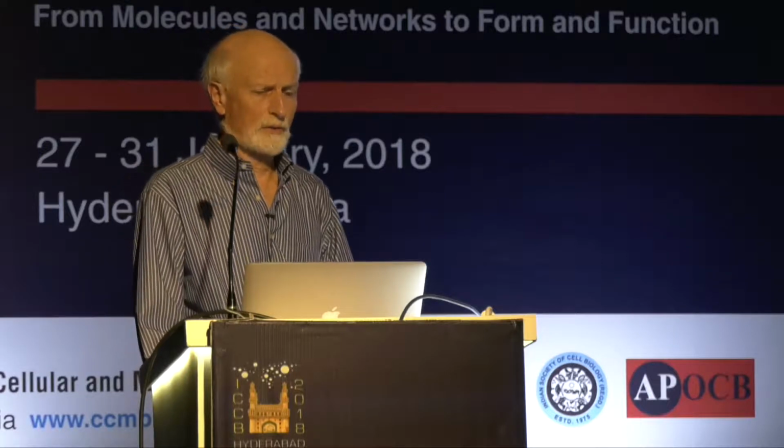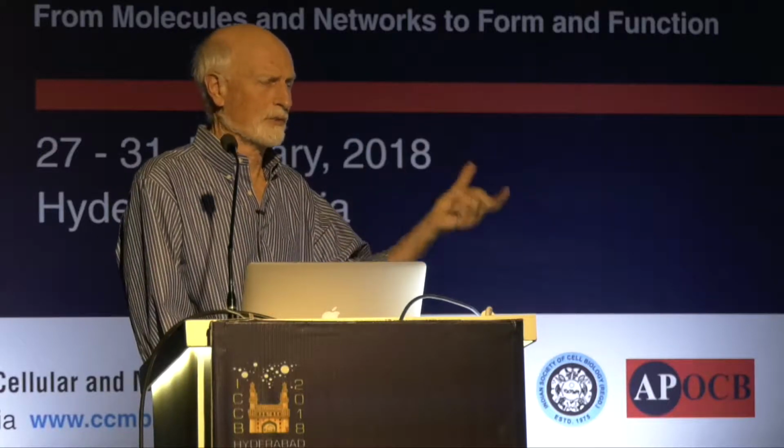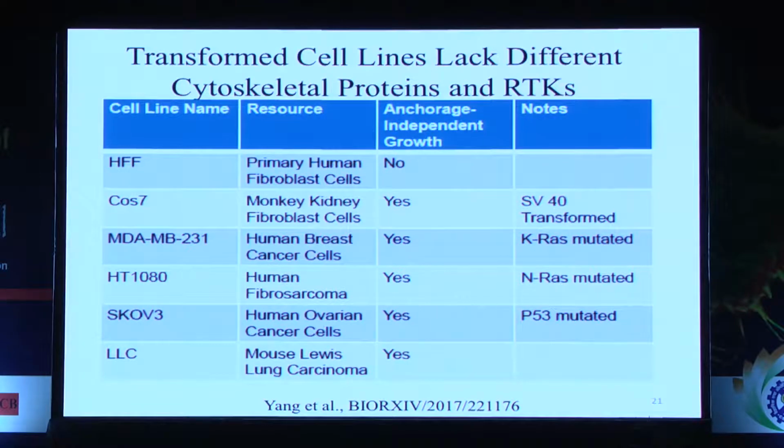The various ways in which those cells were transformed are quite different. The COS7s are SV40 transformed. The MDA-MB-231s are KRAS mutated, NRAS for the HT1080s, and P53 mutated for the ovarian cancer cells, and the mouse Lewis lung cells are really sort of messed up.